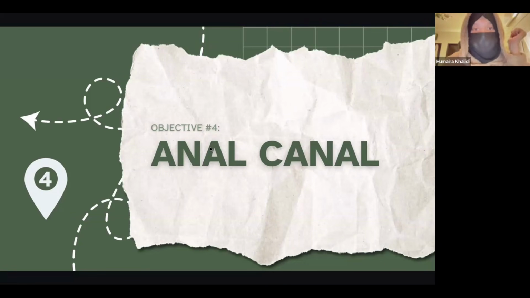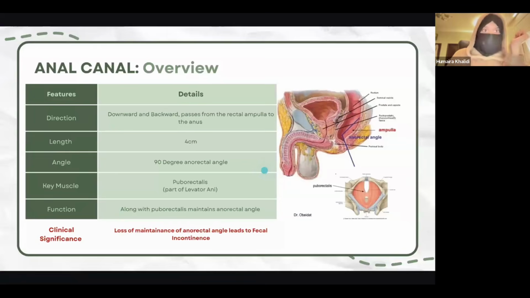Okay, so the anal canal. This is the overview. This is a picture of the anal canal. Okay. So this is the anal canal, guys, basically this part. Now what is the position of the anal canal? It is downwards and backwards and passes from the rectal ampulla, which is this over here, to the anus.